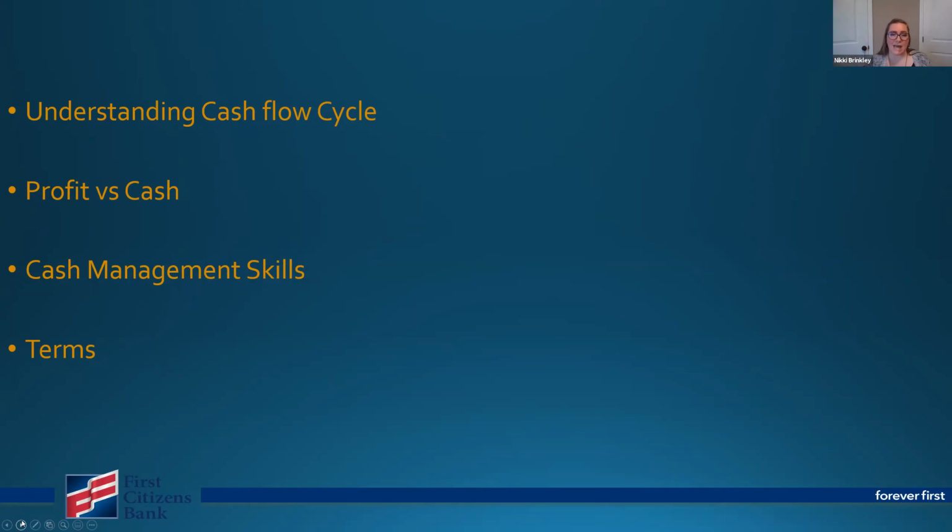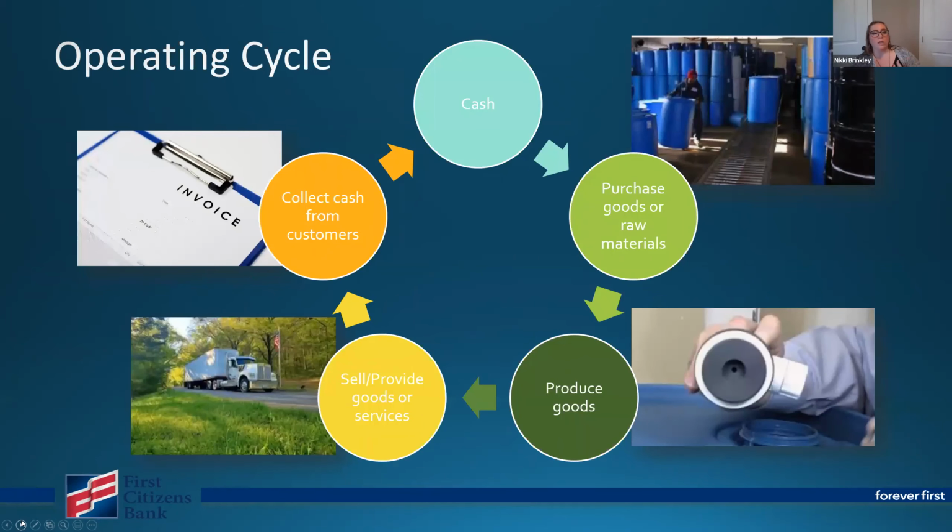So we can go to the next slide. And what we're going to talk about here is the overall operating cycle. This is how money moves through your business. All righty, so we start with the purchase of goods and raw materials.